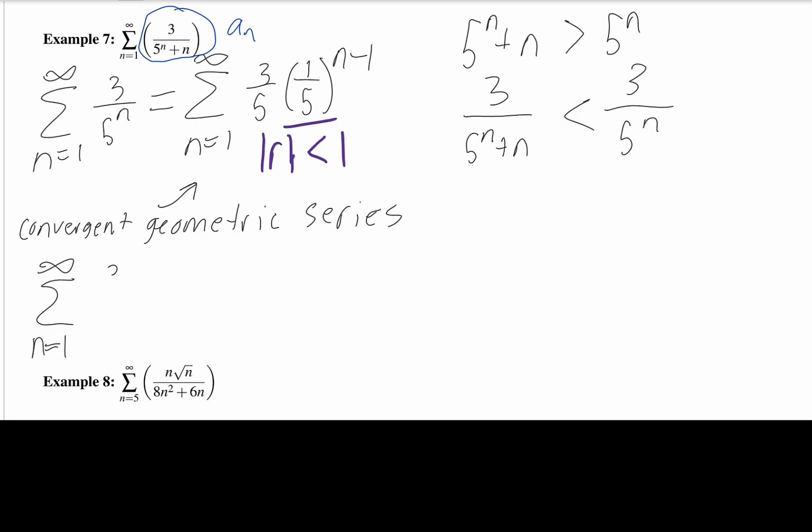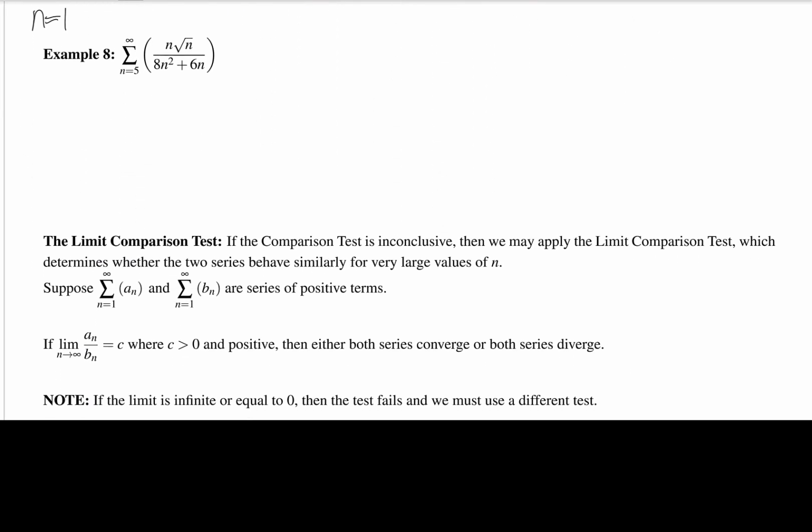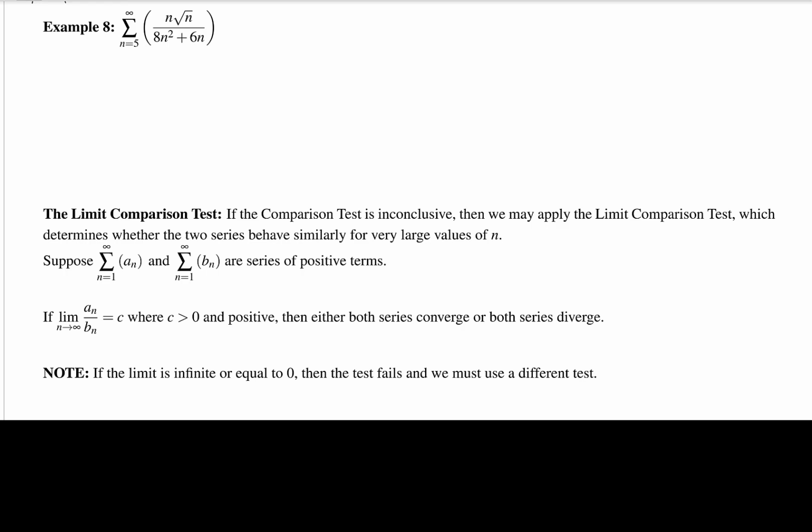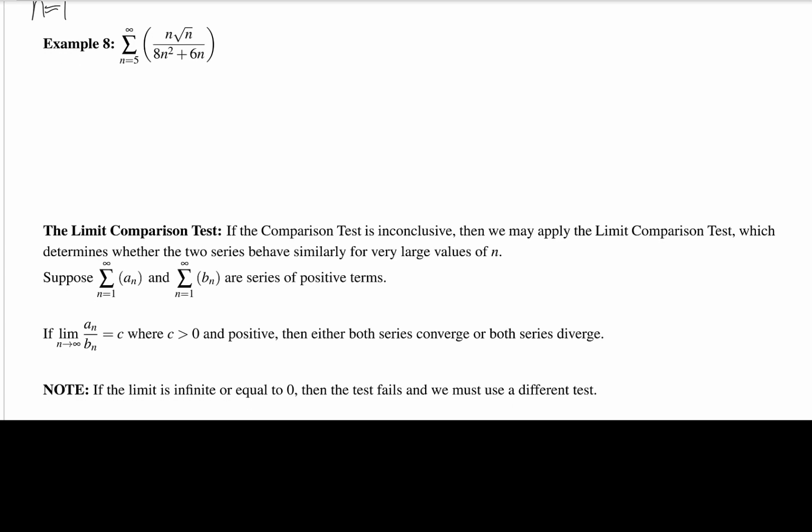Right, so this means that this must also converge by the comparison test. All right, now we come to example 8, which is going to make us look at a different comparison test, but let's see why it makes us look at a different comparison test.